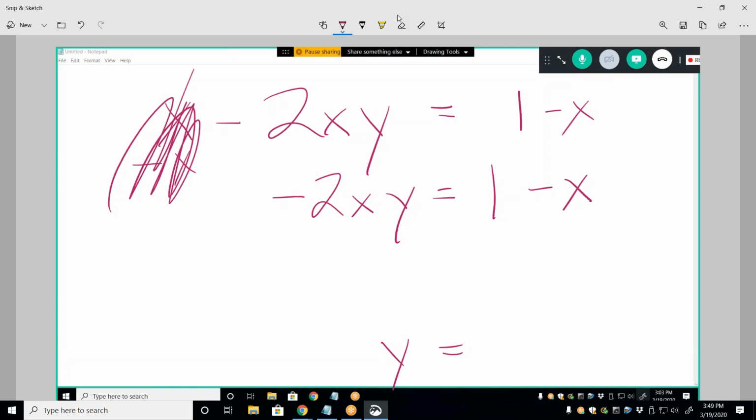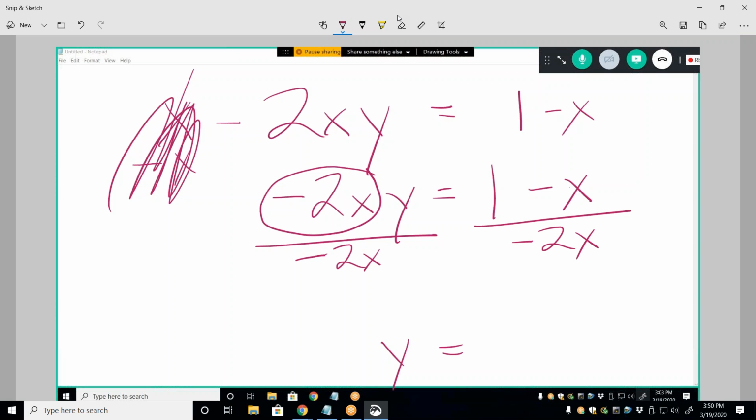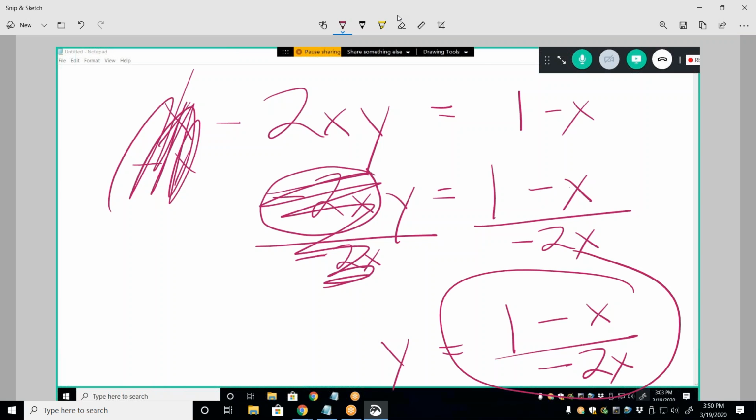The minus 2x, that whole thing is multiplying the y. Okay? So I'm going to divide by minus 2x, both sides. Those cancel, and I've got y equals 1 minus x all over minus 2x. And that's a good answer. Nothing wrong with that answer. So it was just a question of whether we were trying to solve for x or trying to solve for y.